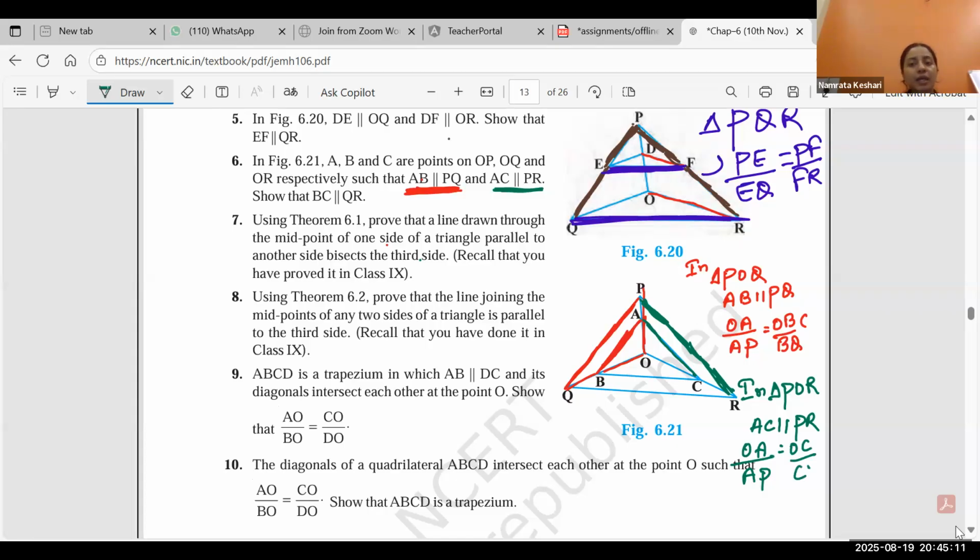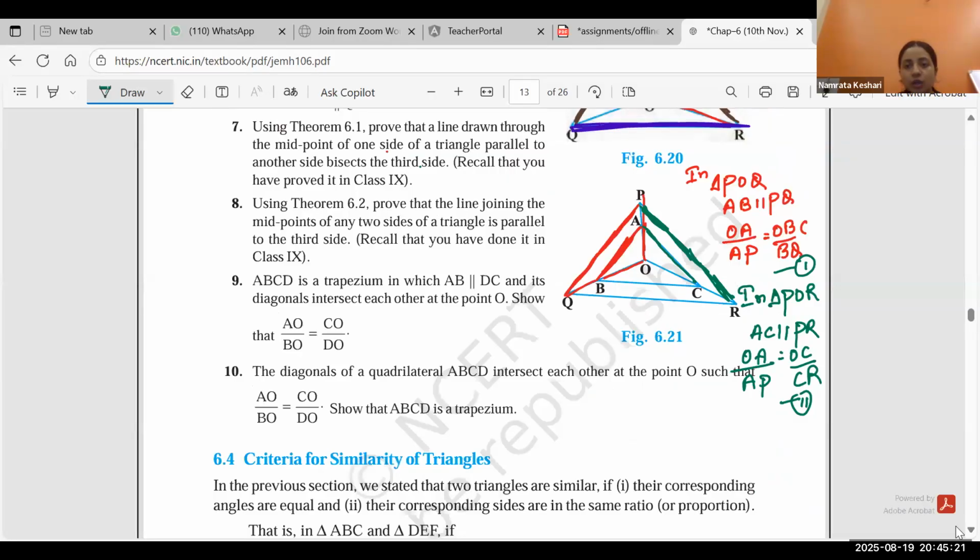Again, we will compare equation 1 and equation 2. We can see OA by AP over there, OA by AP over here. So what are we going to get by comparing 1 and 2? OB by BQ is equal to OC by CR. Perfect. By comparing equations 1 and 2, we get OB by BQ equals OC by CR.